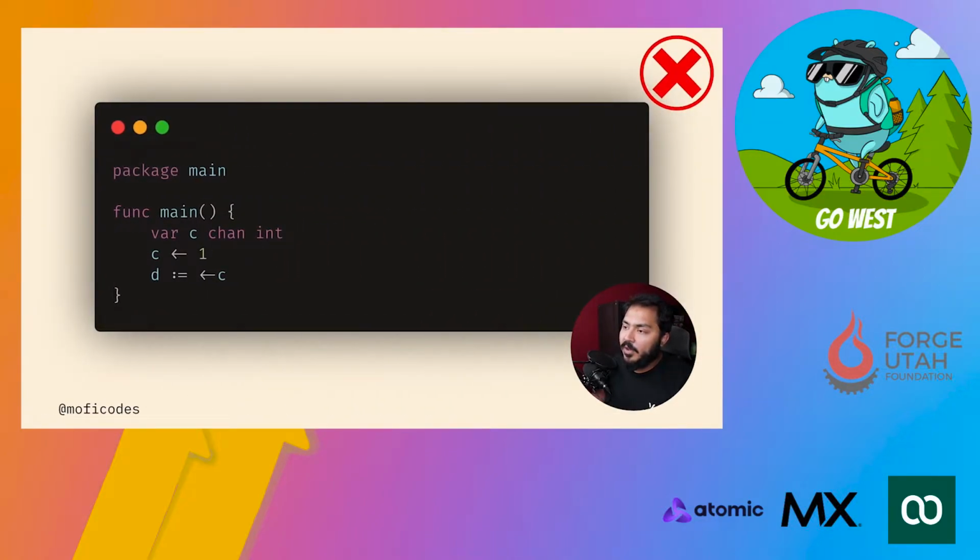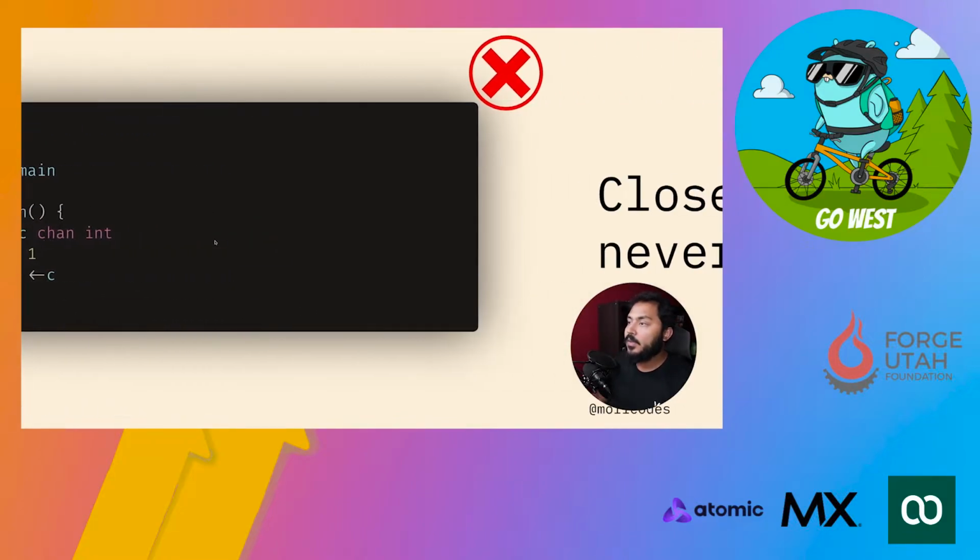So for example, if you have this line of code, where you create var c of type chan int, this channel doesn't have any data, it's a nil channel. If you try to send something to it or receive something from it, they will both block. In this example, the code will deadlock. It'll never even get to the line where d equals the channel c. It will just block here and eventually deadlock.